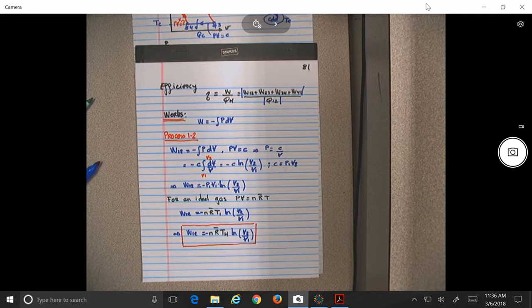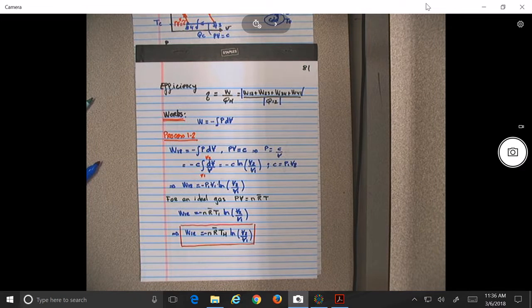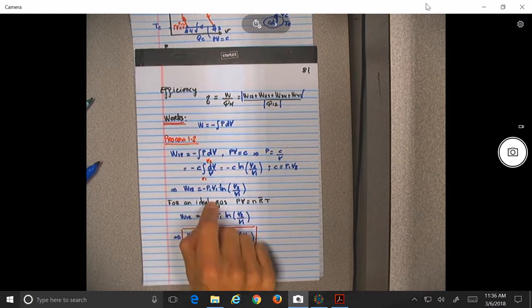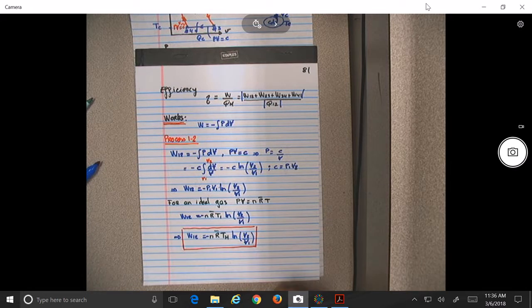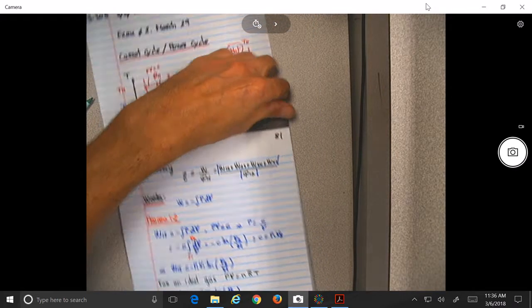Okay? But since you mentioned the sign, that made me think about that. Okay, so basically now we're going to follow the same process, the same steps for process 2,3, 3,4, and 4,1. You see, it's pretty tedious, but let's keep going.